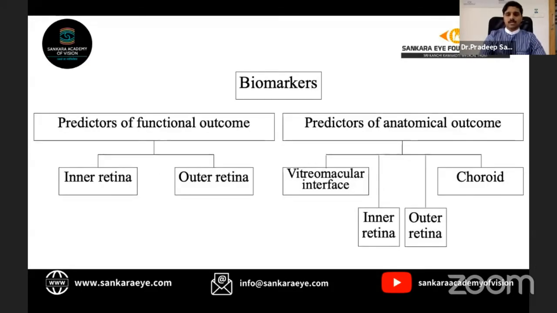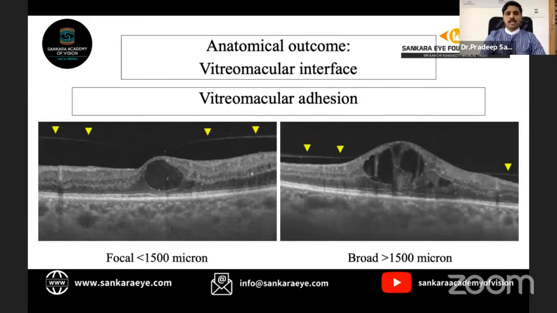Coming to the predictors of anatomical outcome, the predictors of anatomical outcome usually also influence the functional outcome, as if there is anatomical improvement, then only we can expect a functional improvement. Coming to the vitreoretinal interface, vitreomacular adhesion is defined as perifoveal separation of posterior cortical vitreous from the surface of the retina with attachment within the central 1500 microns of the fovea. If the attachment is less than 1500 micron, it's called focal vitreomacular adhesion. If it's broader than 1500 micron, it's called broad vitreomacular adhesion.